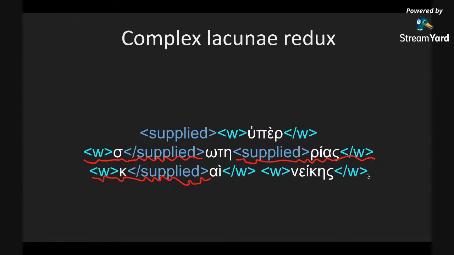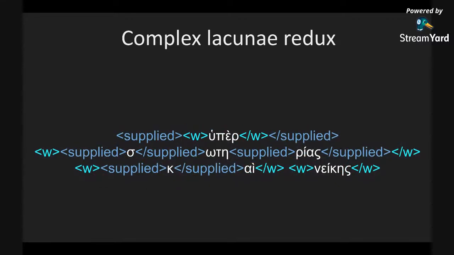This is, as you know from XML 101, right at the beginning of these tutorials, you cannot have overlapping tags in XML. So instead, we have to break it up in some way. And what I always recommend is that we break up the supplied tag, because the word tags are useful to have intact, because they are semantic tags. We are saying this is a complete word, and that has implications for indexing, but it also has implications for grammatical analysis and syntactic analysis and so forth.